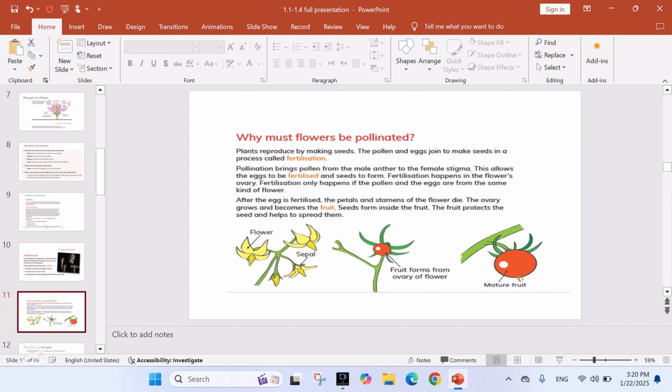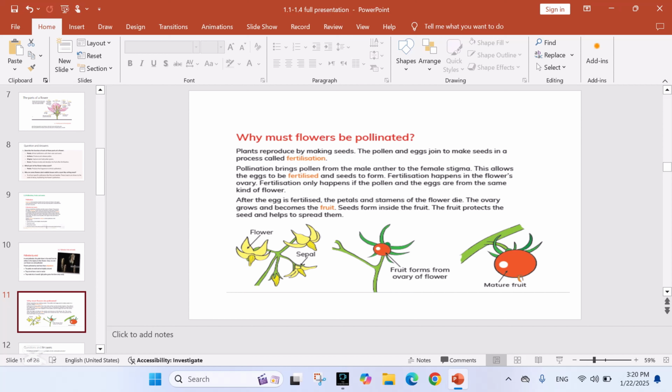Fertilization happens in the flower's ovary. Fertilization only happens if the pollen and the eggs are from the same kind of flower. After the egg is fertilized, the petals and stamens of the flower die. The ovary grows and becomes the fruit. Seeds form inside the fruit. The fruit protects the seed and helps to spread them.